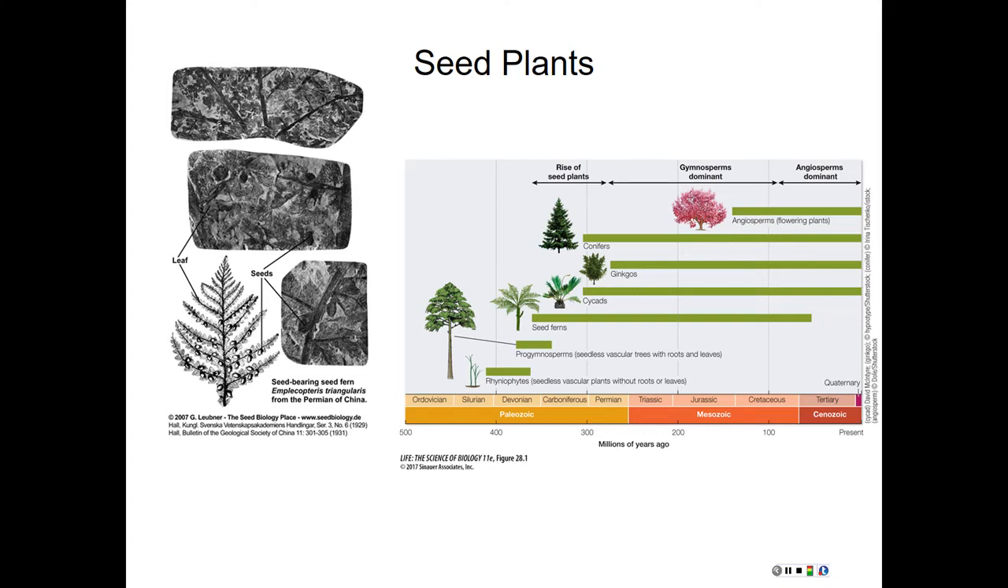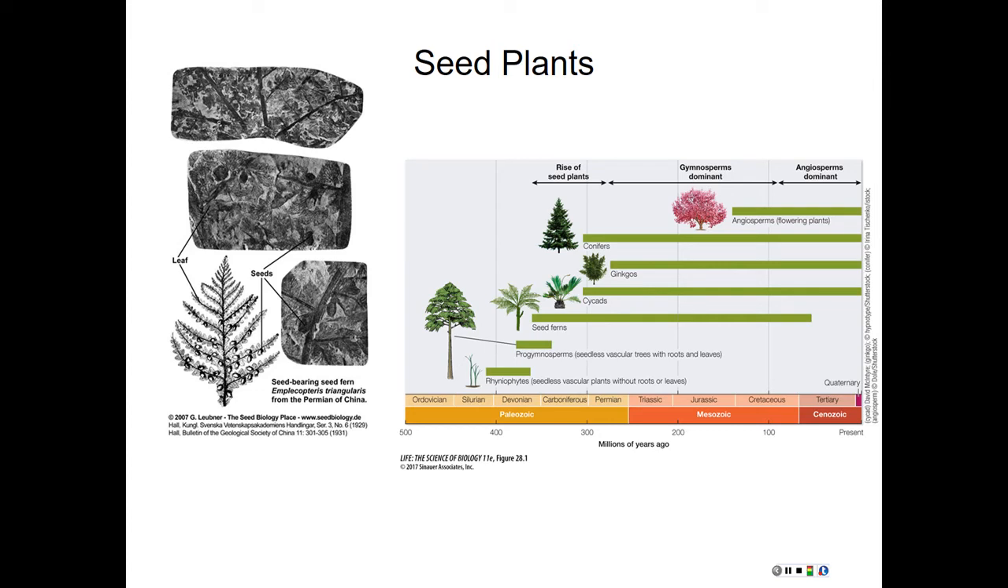I should mention the seed plants were also among the first to develop thickened woody stems, and this is also really advantageous because it allows plants to get a lot bigger and a lot taller and intercept more sunlight.